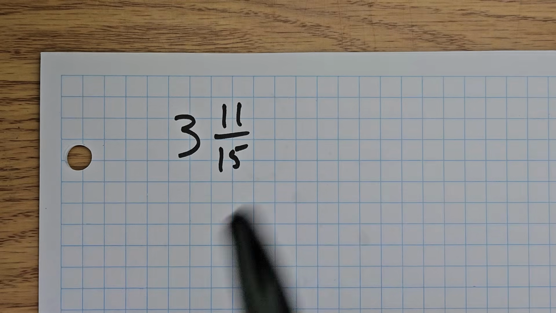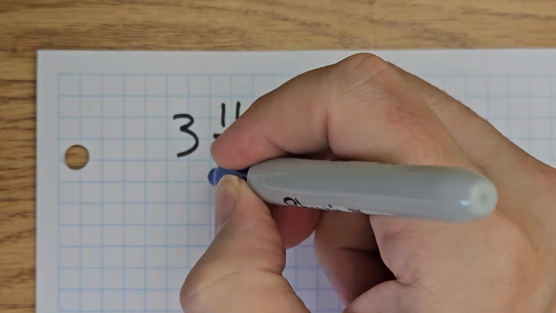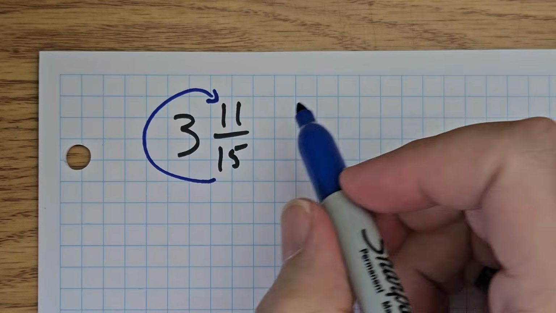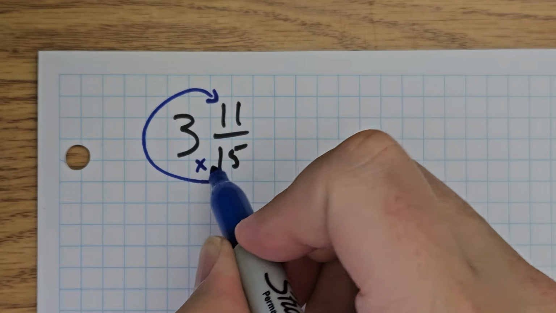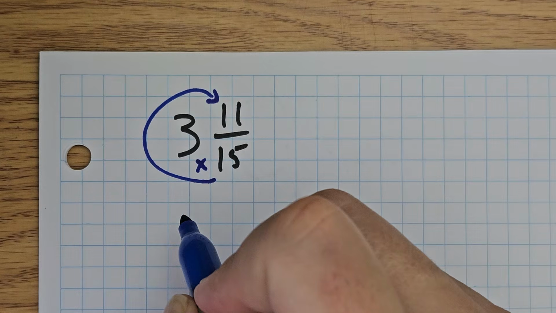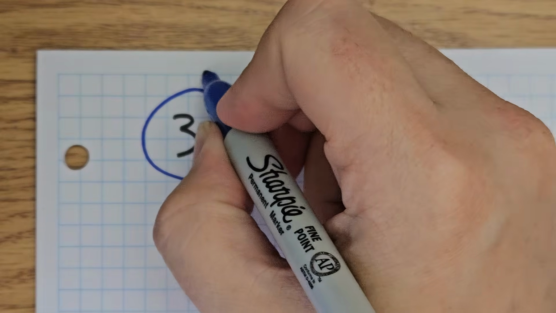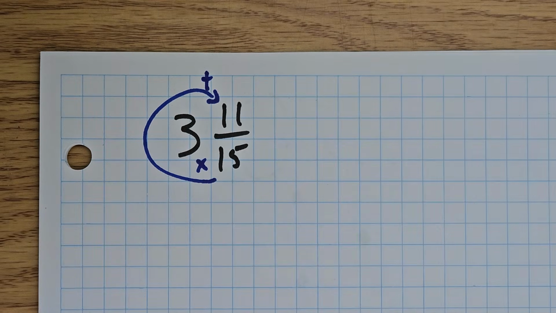And one way to do that, not the only way, but one way, is sometimes called around the world, where I'm going to take the denominator and multiply that times the whole number, and then to the answer I get there, I'm going to add the numerator. That will give me my new numerator, and the denominator stays the same.